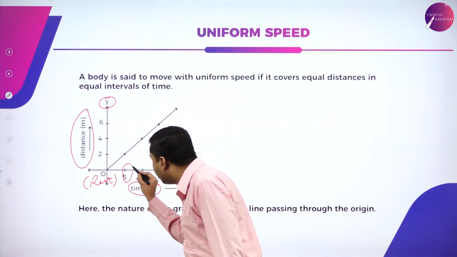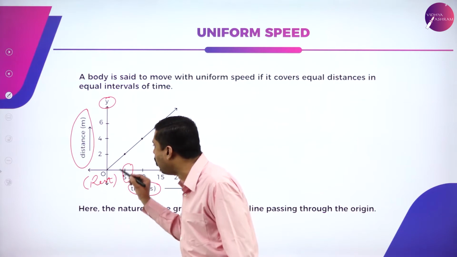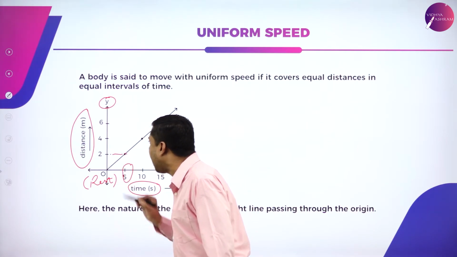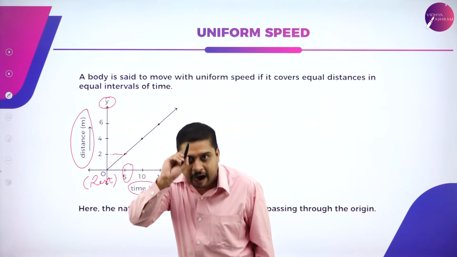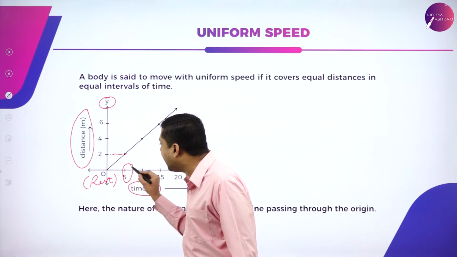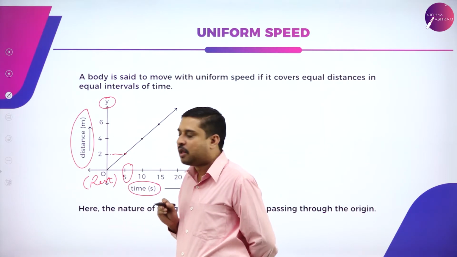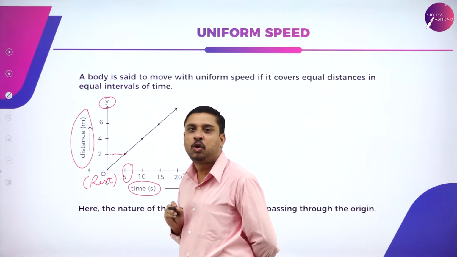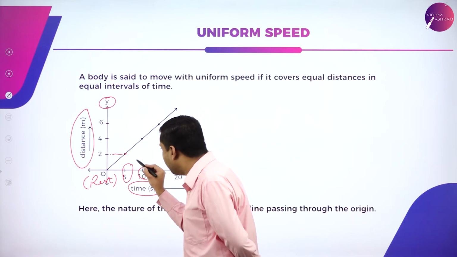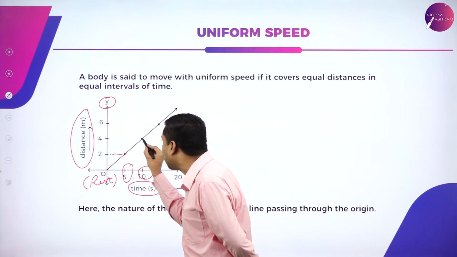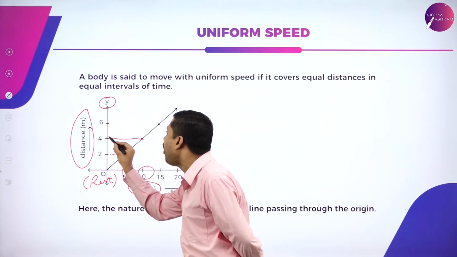When it attains 5 seconds, during 5 seconds of its motion, it has traveled a distance of 2 meters. Starting from rest, during 0 to 5 seconds, it has traveled 2 meters. Next 5 seconds, 5 to 10, when it has reached the 10th second, it has covered 2 more meters. So 0 to 10, 4 meters.